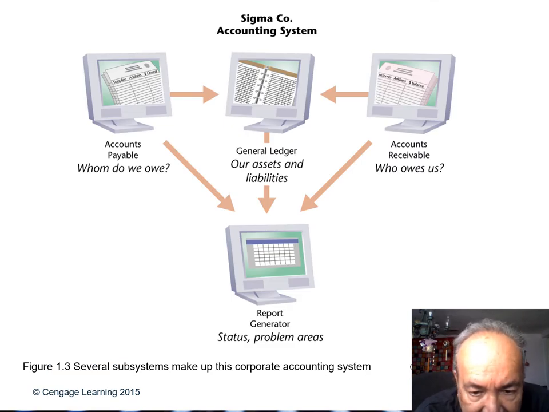So here are some examples of this. Sigma Company accounting system. What's an accounting system? It tells you if you're making money or not. The subsystems here are like accounts payable, general ledger for those of you who study accounting, accounts receivable, and report generations. This is the accounting system with four subsystems. We have four subsystems here: 1, 2, 3, 4.